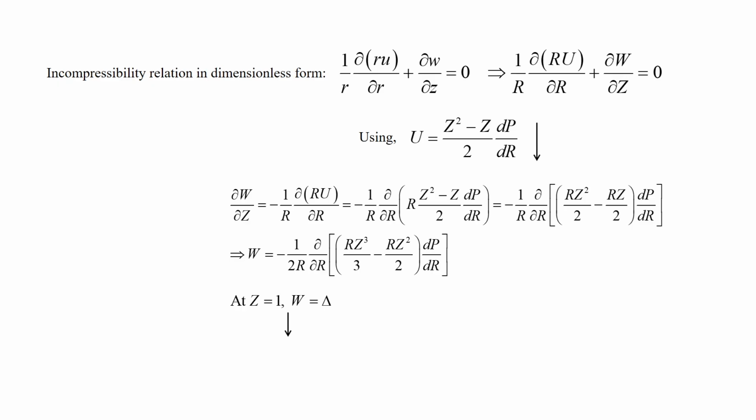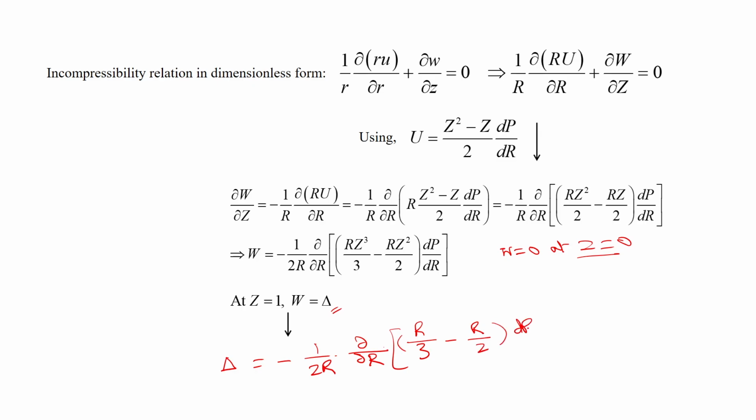So, here we got w equal to like this, and here remember that I have used that w is equal to 0 at z equal to 0. I did not mention it, but it is there. So, at z equal to 1, w is equal to capital delta, and that gives rise to delta equal to minus 1 by 2 r del by del r, and here at z equal to 1, it is r by 3 minus r by 2, and this is dp by dr.